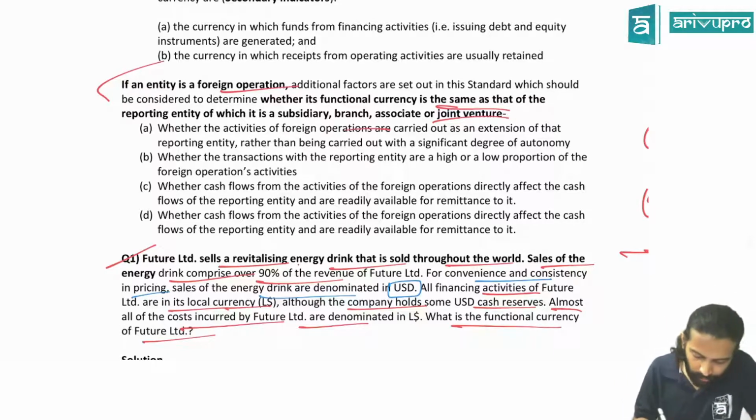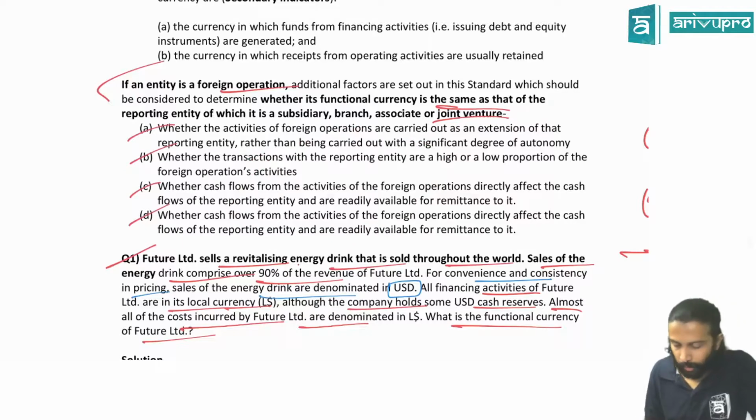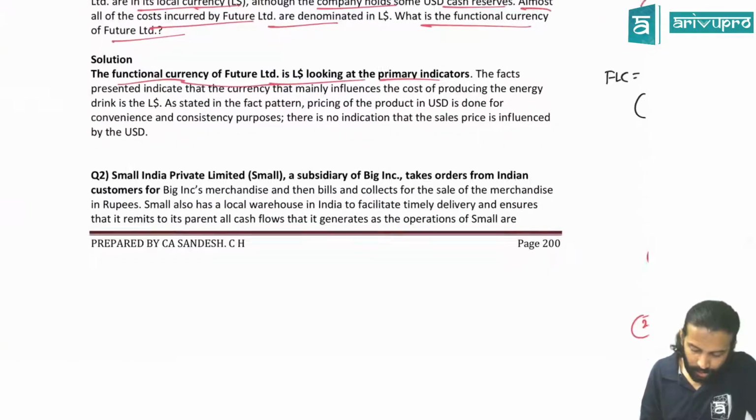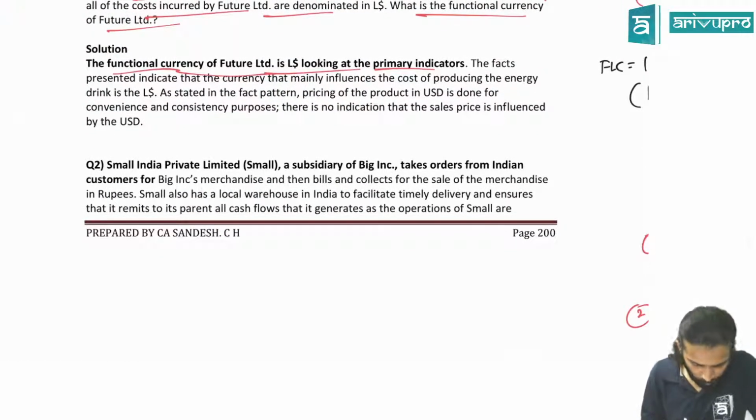So the indicators, we just saw 4 indicators. We wrote the short form also. Can I move on to the next question? No problem. Okay. Question number 2.